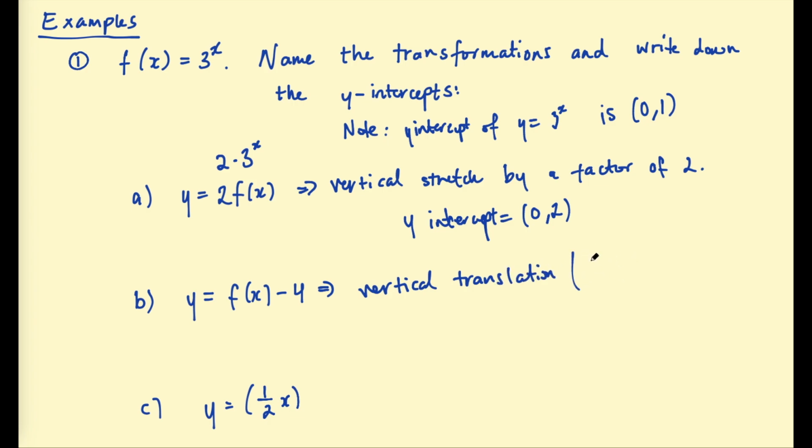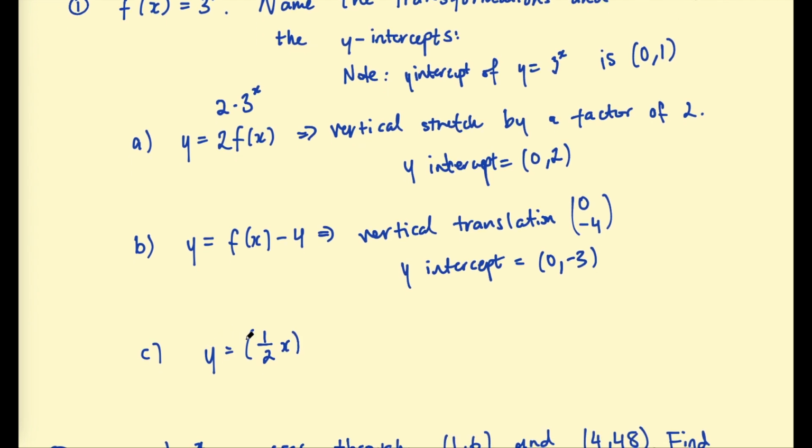And we can use a vector notation for this, 0, negative 4. And then the new y-intercept, if we start at 0, 1 and we go down 4, it would be at 0, negative 3. Okay, then what if we have y equals a half? This should be f of a half x, I apologize. Y equals f of a half x.